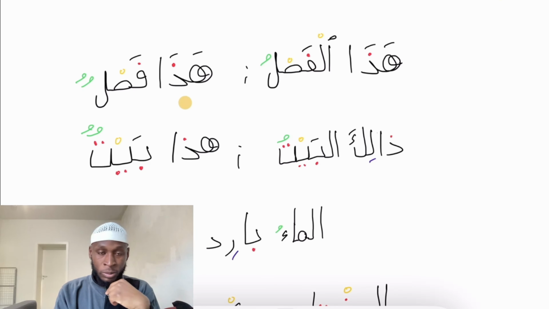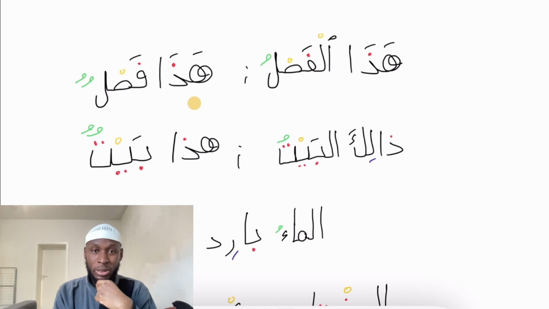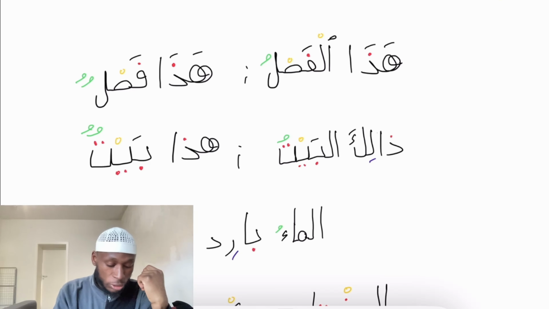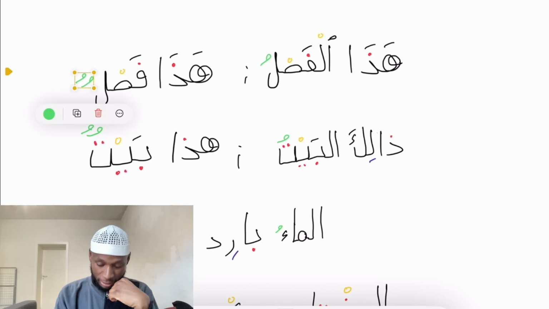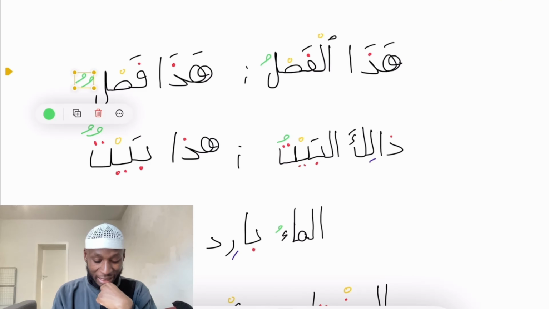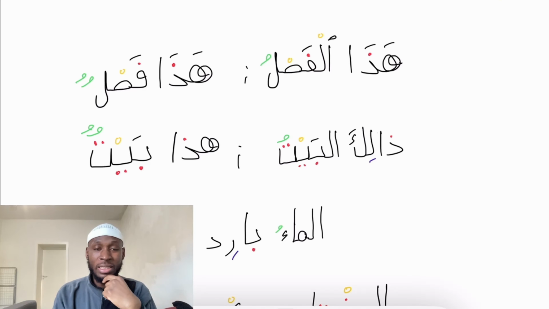Here we have hada, and here we have faslun. What about the sentence? Is it a complete sentence or not? First of all, it's a nominal sentence because we have hada, which is a noun. And we have faslun, with the damatay, the tanween, telling us that this noun is indefinite. So the meaning is: this is a classroom.